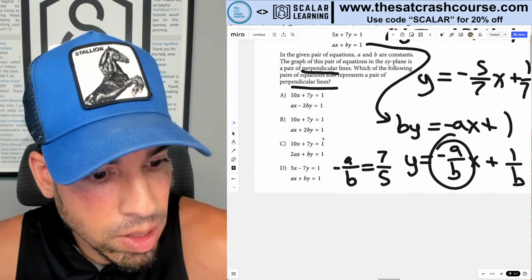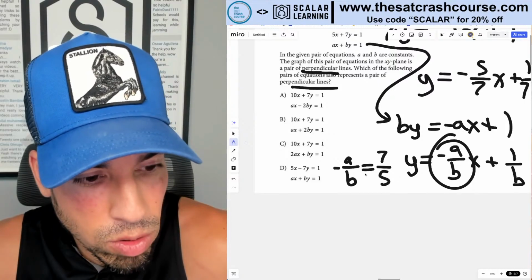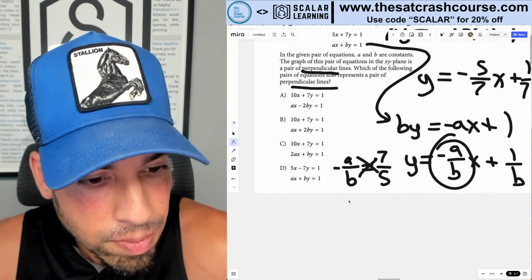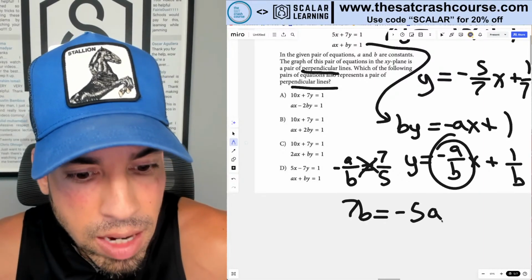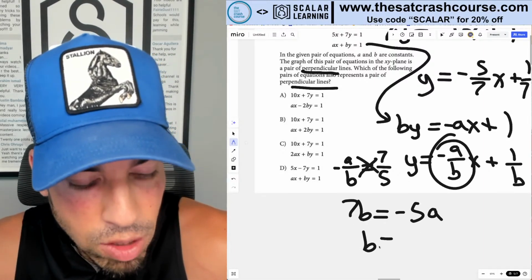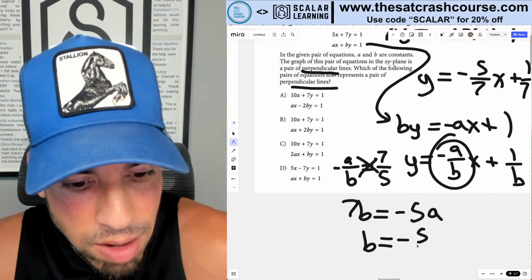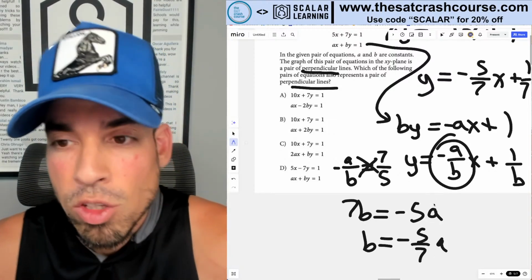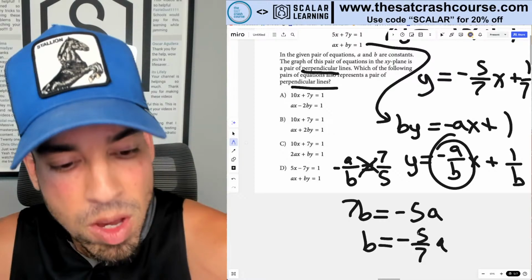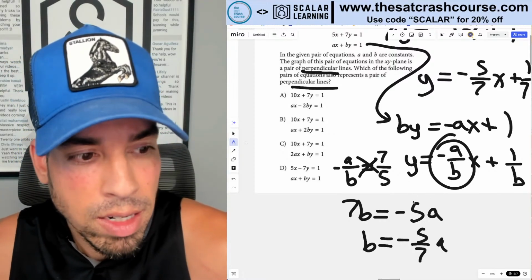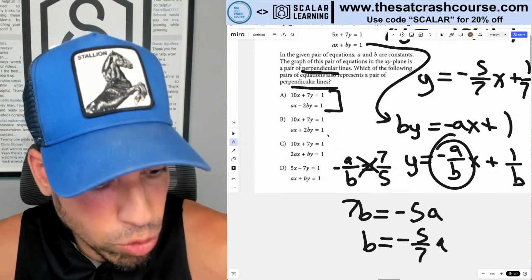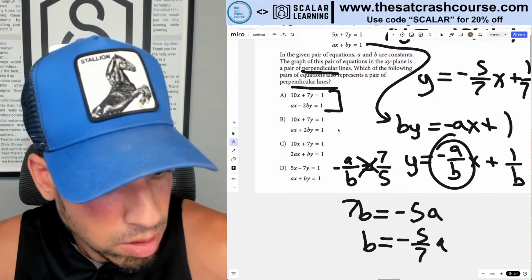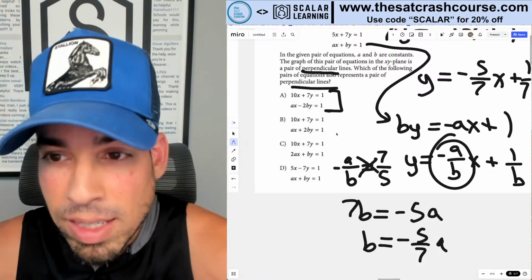So now we have a nice little relationship here. We can do a little cross multiplication. We can say 7b equals negative 5a, and then we can say b equals negative 5/7 a. All right, so now we have an equivalency between b and a, and this can help figuring out these ones, okay? Figuring out which one of these is going to be perpendicular. Actually, wait, I think now I'm going to use Desmos.